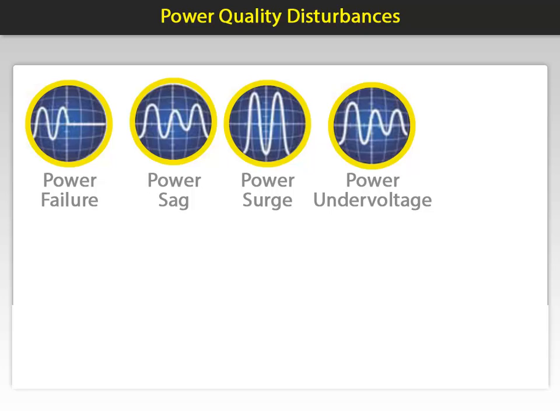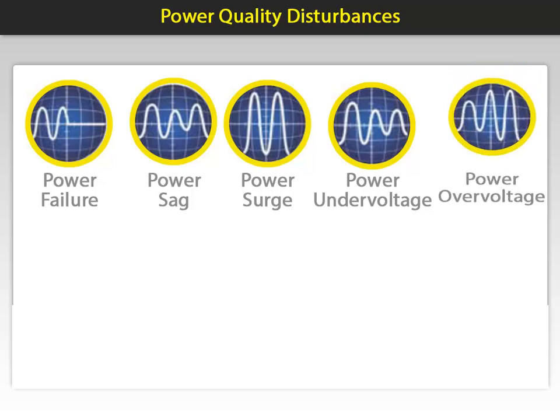Next, overvoltage refers to a situation where the voltage in a power system exceeds its normal level, which can negatively impact the quality of power by potentially damaging electrical equipment if sustained for a significant period, leading to overheating and potential failure due to excessive voltage stress on components.